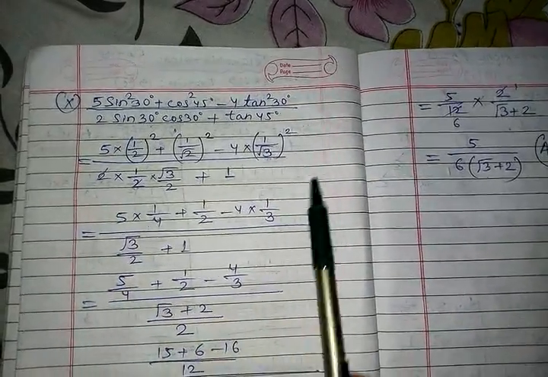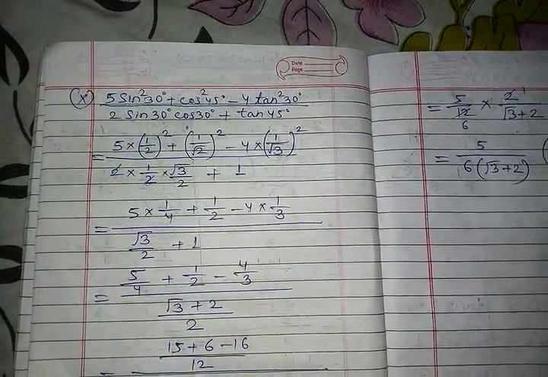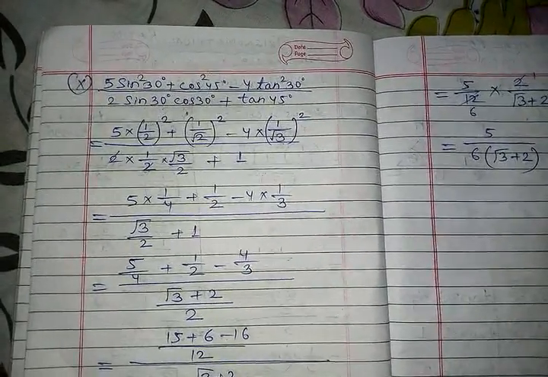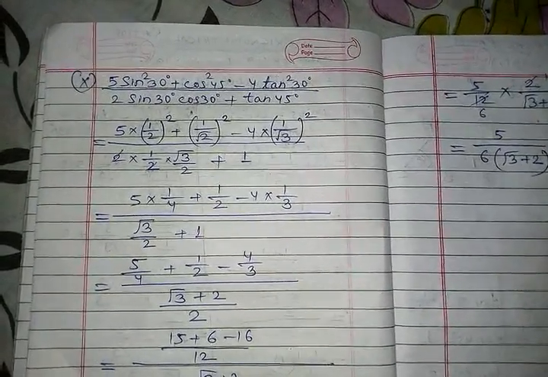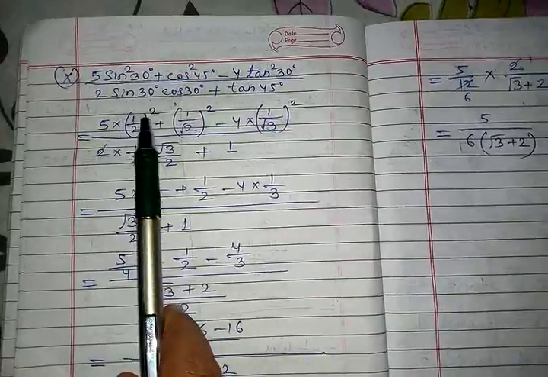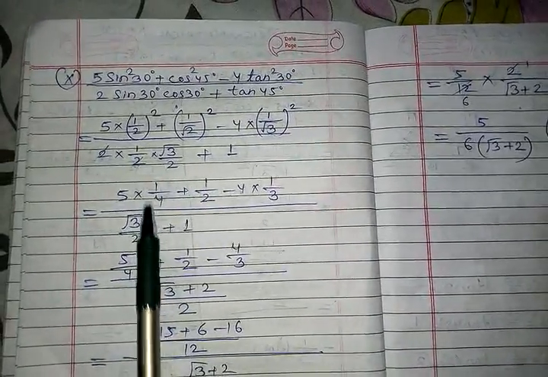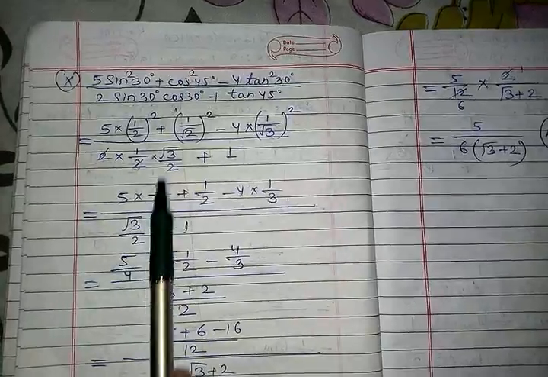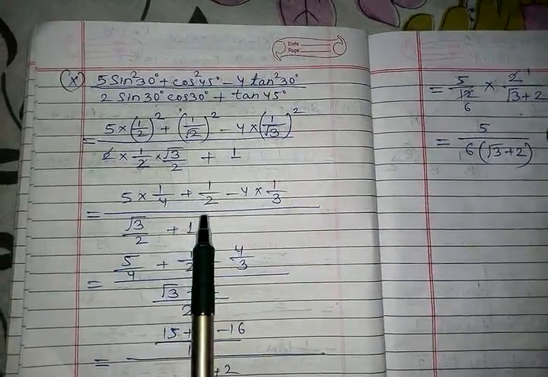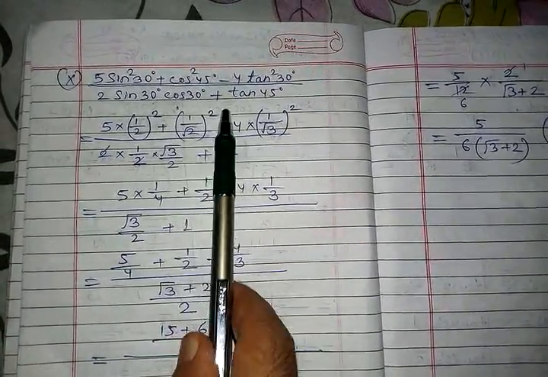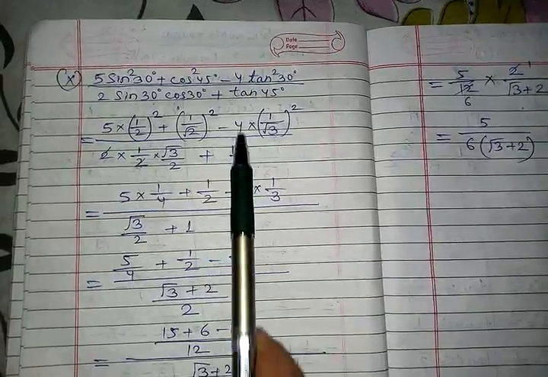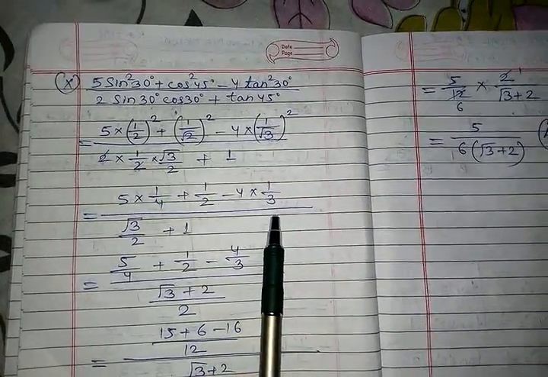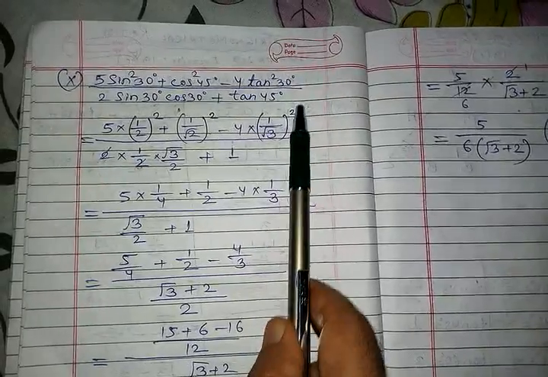You can check all these values from the chart, from the table which I have provided in the last video. You can check the PDF. Now 1 by 2 square is 1 by 4, because 1 square is 1, 2 square is 4. 5 into 1 by 4 plus 1 by 2, because 1 square is 1, root 2 square is only 2. Minus 4 into 1 by root 3 square is 1 by 3, because root square is root and the square vanishes.